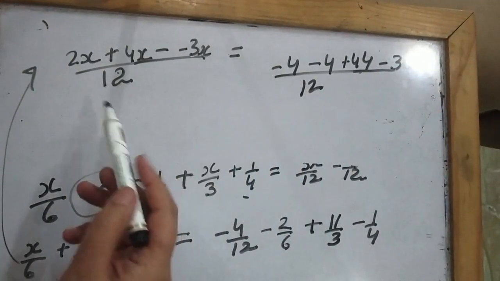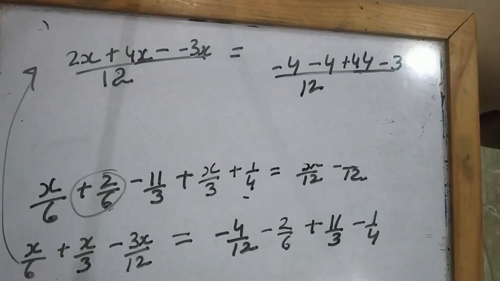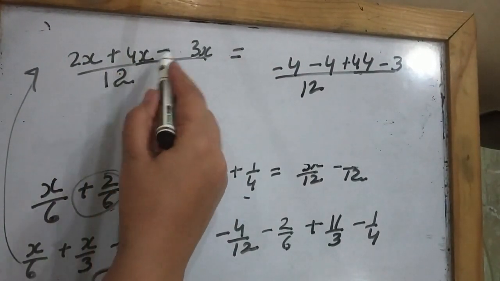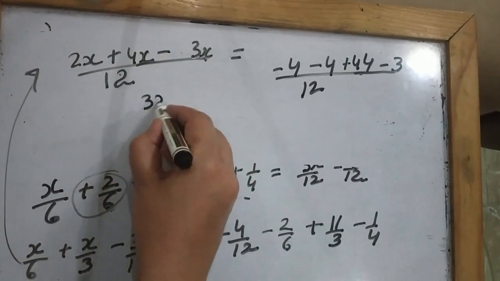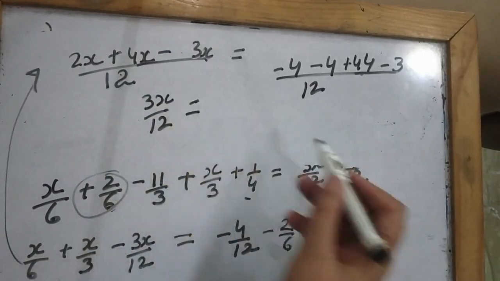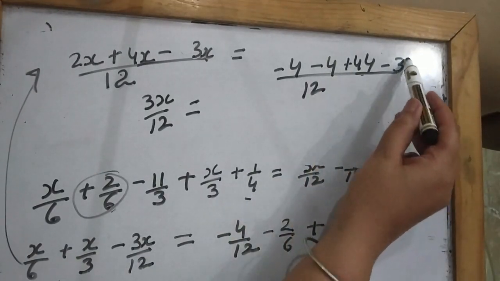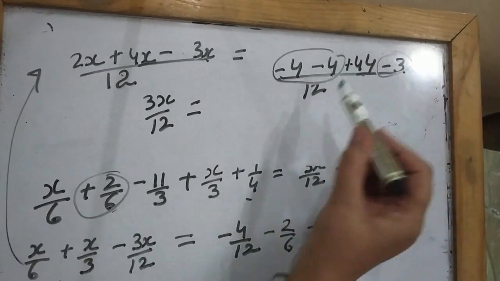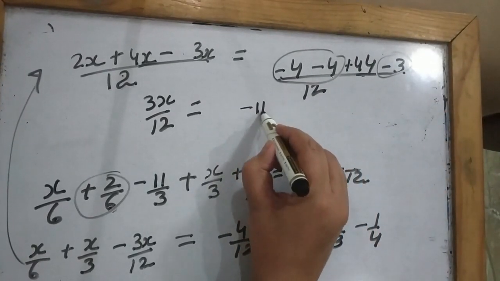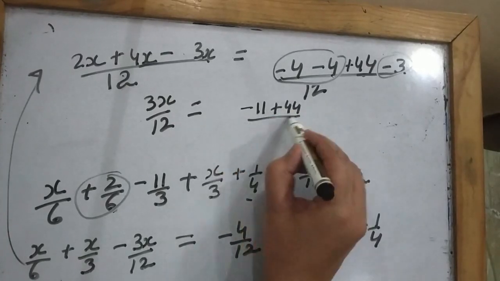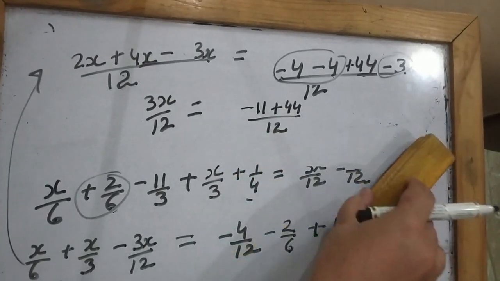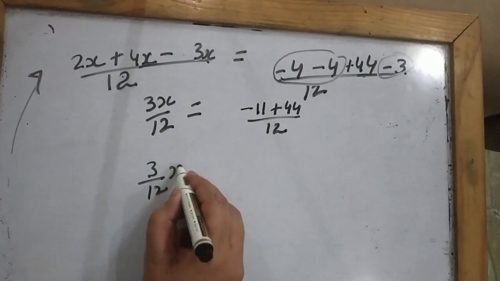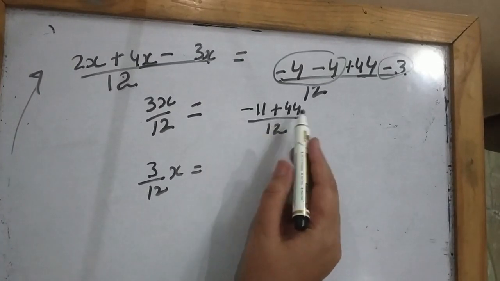So now when you will solve, this will become 2x plus 4x is 6x, 6x minus 3x is 3x upon 12, and here you will see that these negative terms you will add together, 4 and 4 is 8 and 11. So it's minus 11 plus 44 upon 12.